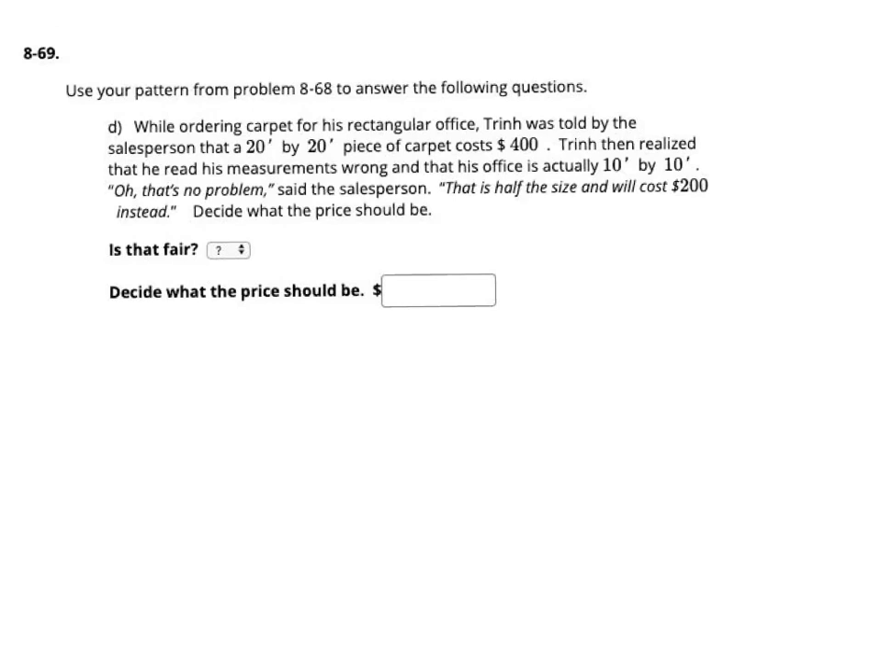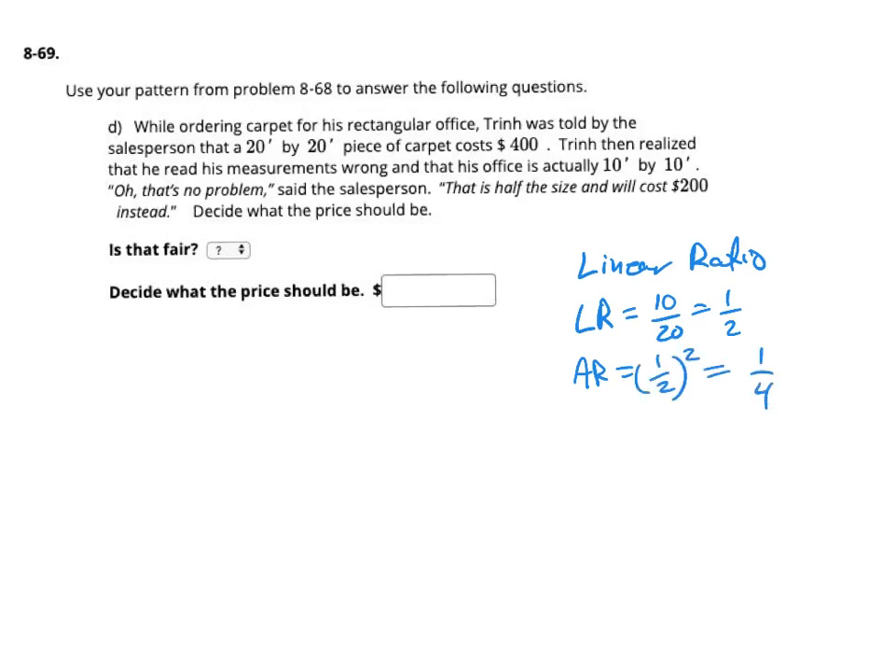If we look at the lengths of the sides, my linear ratio, or LR as I abbreviate it, is going to be 10 over 20. That will reduce to 1/2. That means my area ratio is going to be 1 over 2 squared, which is equal to 1/4. If the area ratio is 1/4, and we're assuming that the cost of the carpet is based on area, then if the original one was $400, we can set up a proportion.